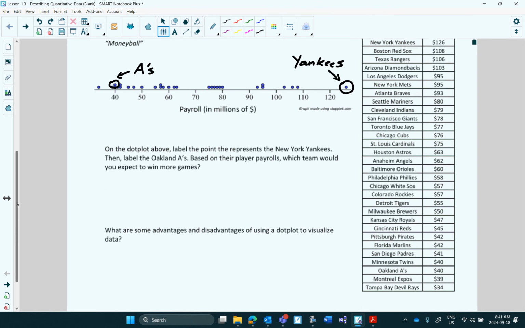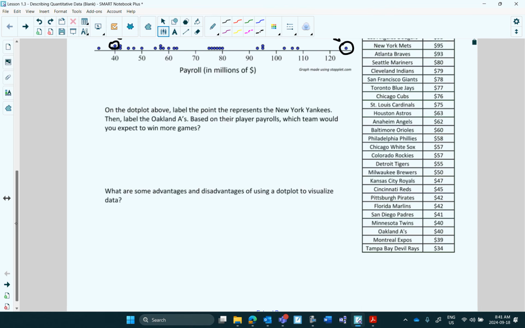So using this dot plot, we labeled where the Yankees were and where the A's were, and based on the player payrolls, who would you expect to win more games? Well, it's kind of obvious. The Yankees.